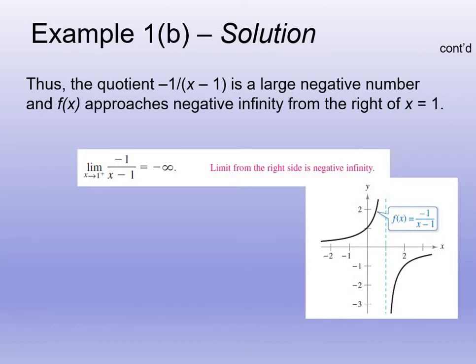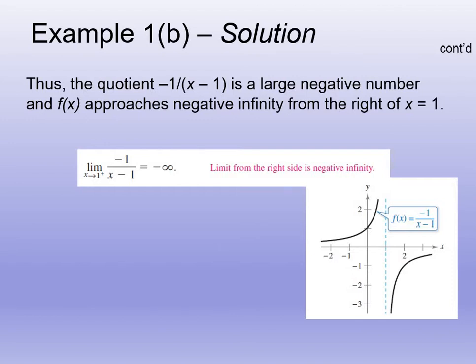So we know that the limit as x approaches 1 from the left is going to be positive infinity. That's not what's shown on the screen. I'm just referencing the graph here. What's shown on the screen is the limit as x approaches 1 from the right. If we approach x equals 1 from the right, we can see that the graph goes down to negative infinity. Now, the left-hand limit and the right-hand limit do not agree.